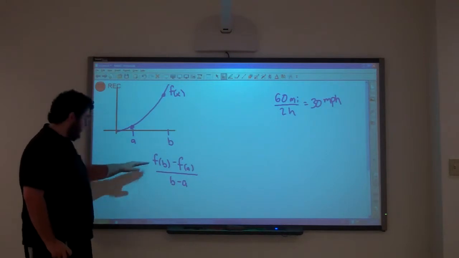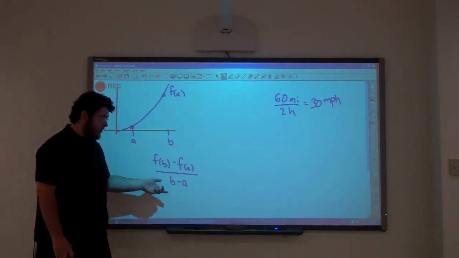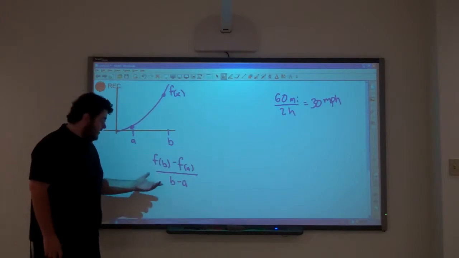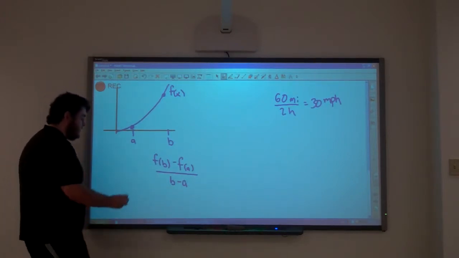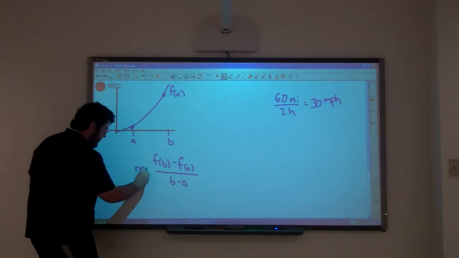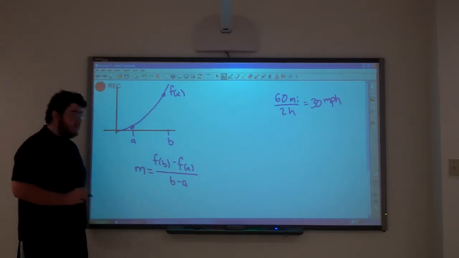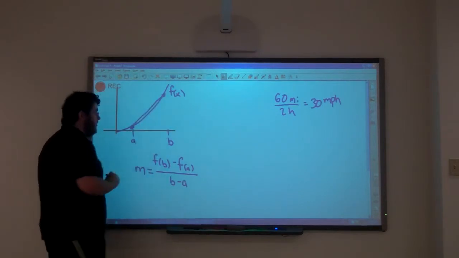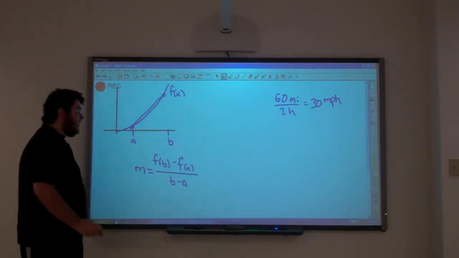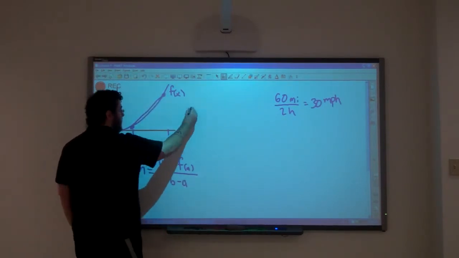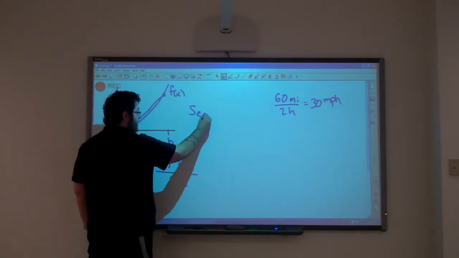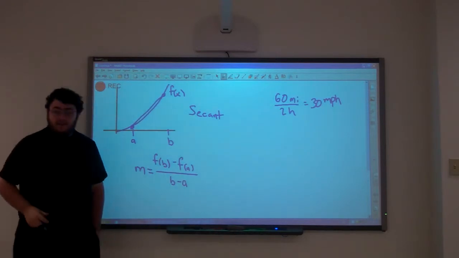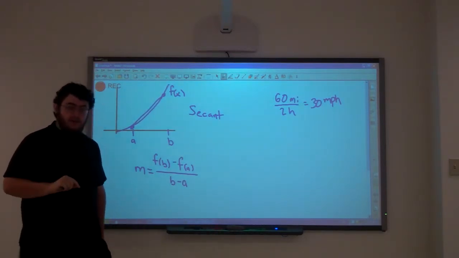Because that's just like our change in position over our change in how long it took us to get there. That's our total distance divided by our total time. And what is this, though? What is this object? This is a slope. But what is it the slope of? It's the slope of the line connecting those 2 points. And we call that line the secant line. And it's just a line that connects 2 points by a straight line.